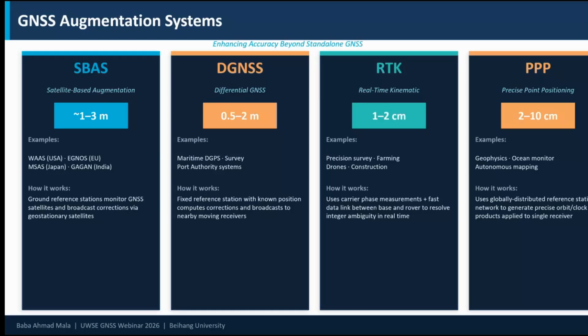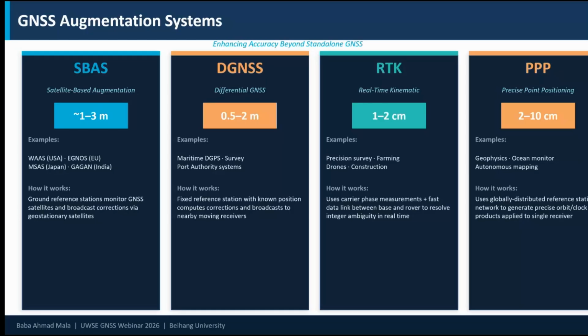So each country has its own augmentation base, based in that particular country. For differential GNSS, it's a fixed reference station with a known position. It computes corrections and broadcasts them to nearby moving receivers.